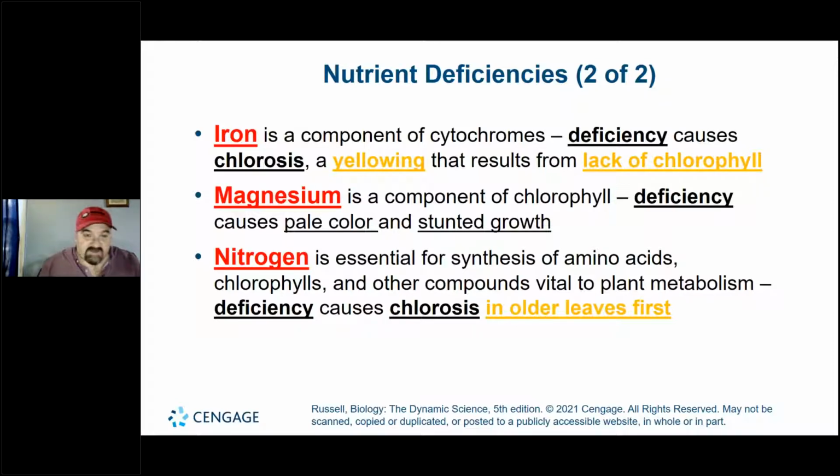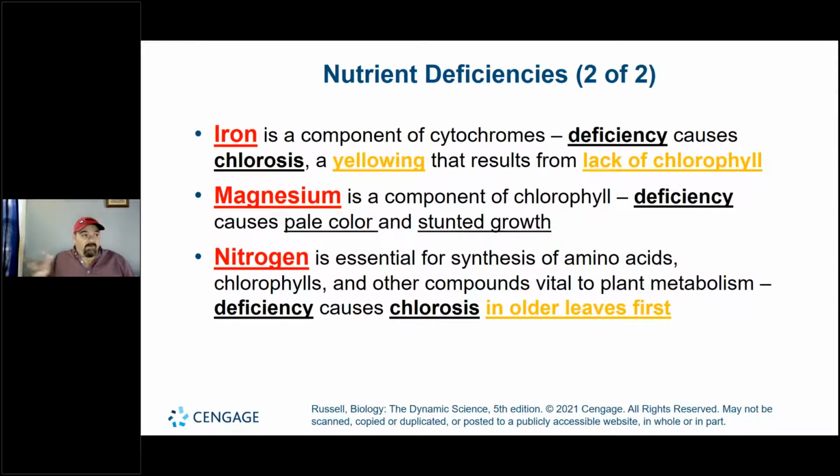Four more questions and I'm going to figure that out, but definitely I want you to have a working understanding regarding iron, magnesium, nitrogen. So iron is Fe, as far as it's represented for the element. Component of cytochromes. So deficiency causes chlorosis. So it affects the presentation of the coloring of the leaf.